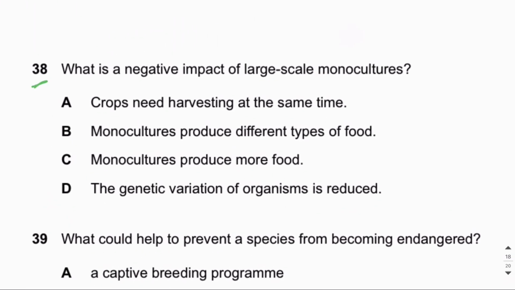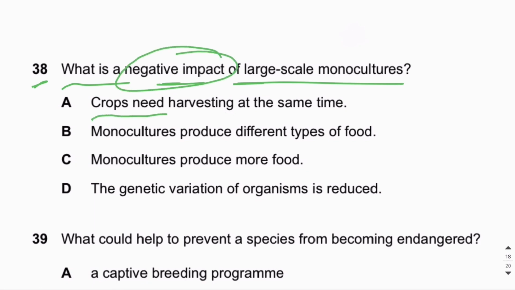Let's move on to MCQ number 38. What is the negative impact of large scale monocultures? So, guys, large scale monocultures are basically crops of a single type, right? So you have a very large field and you put the crop of one type. That is called large scale monoculture. So we need to state the negative impact of the large scale monoculture.